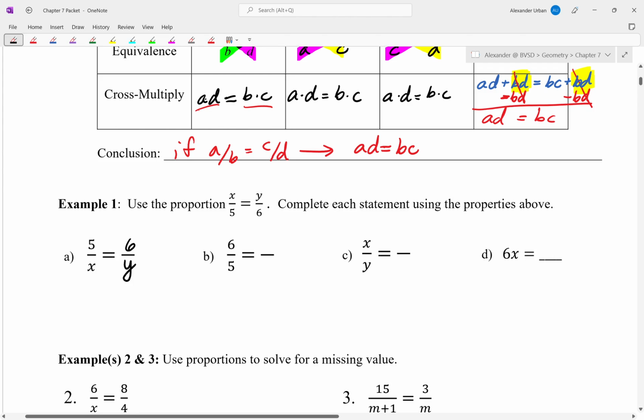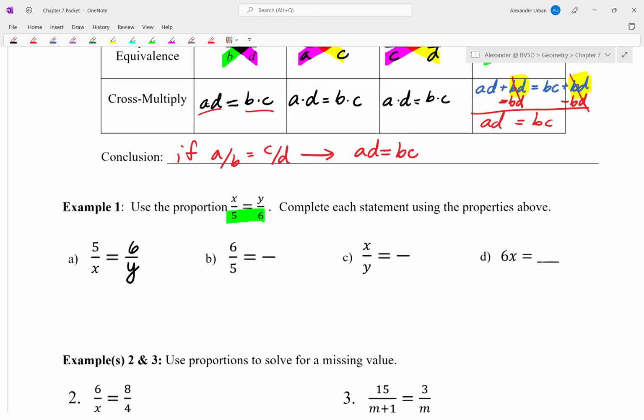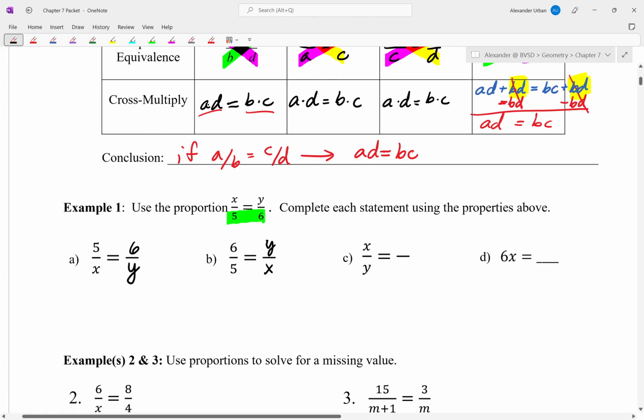All right, for B, I have related, in this situation, 6 to 5. So if it's 6 to 5, then it should be y to x. Okay, well, we can play the same game if we have a relation between x and y, so it's x to y, and those two are related. And so now, if it's x to y, we're going to have 5 to 6.